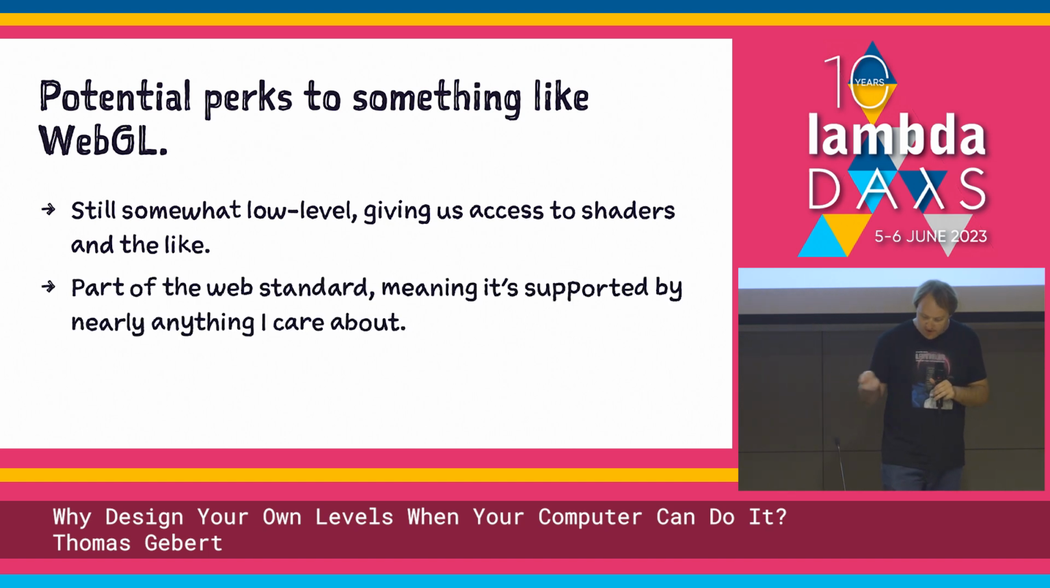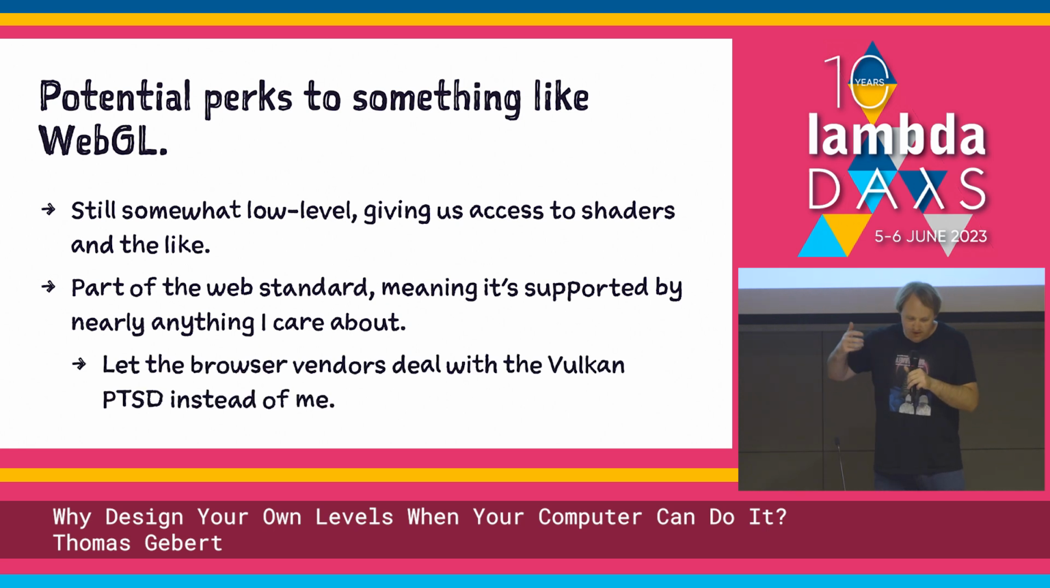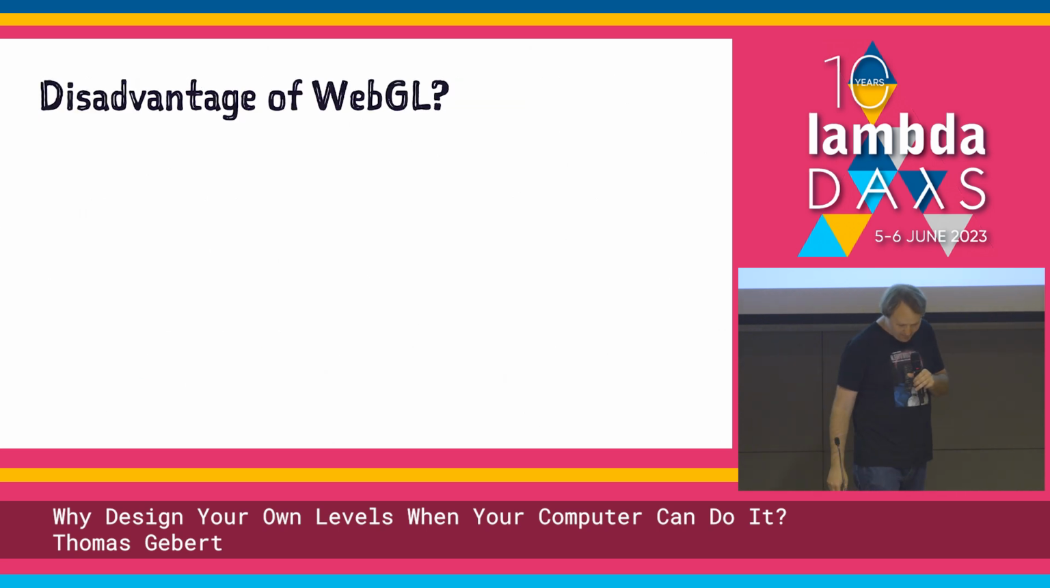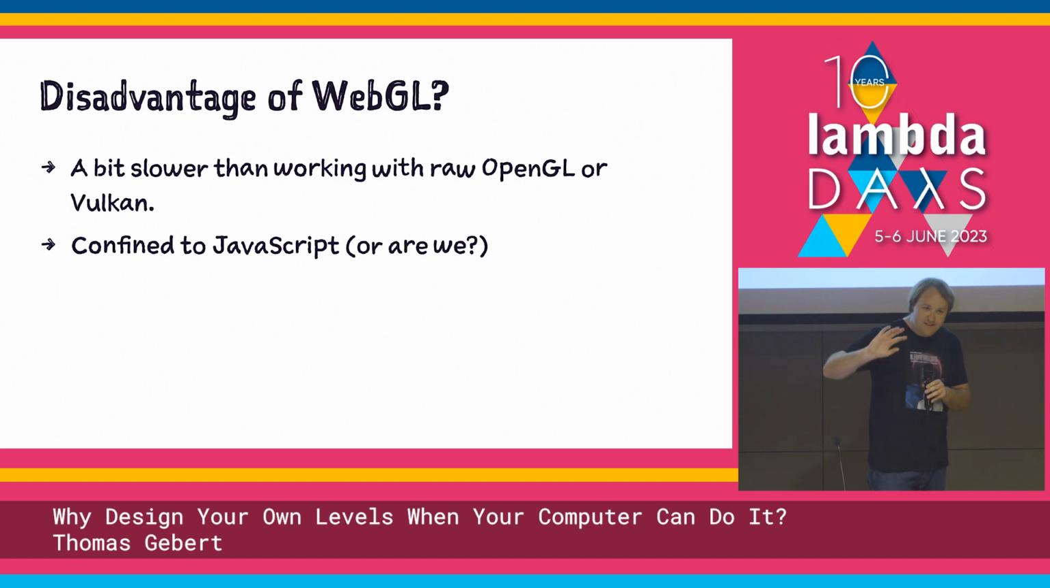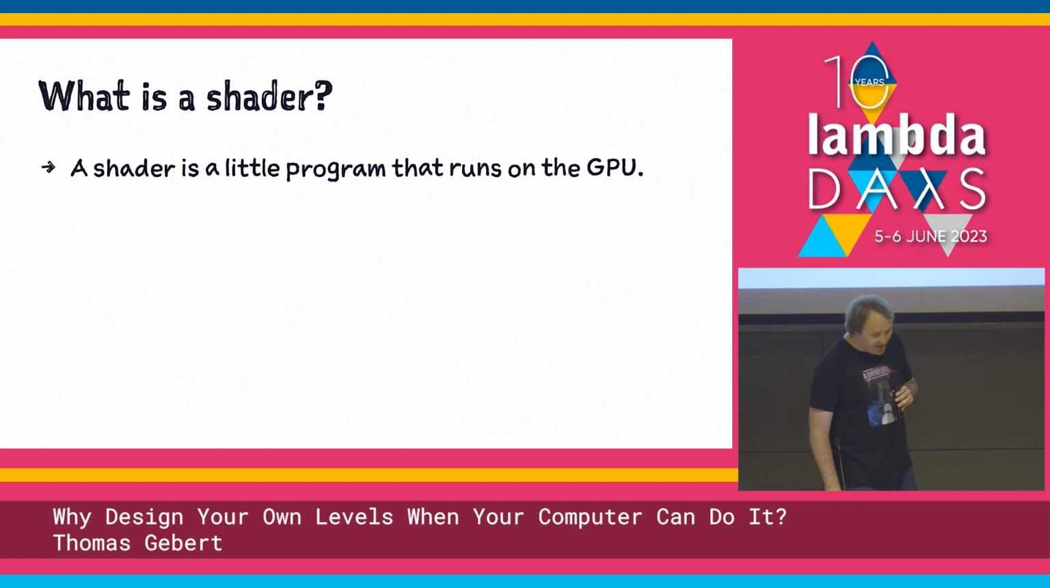And it's part of the web standards, so it's supported by any device that I'm likely to care about. And also, I can let the Firefox people deal with the Vulkan nightmares that I'm having now. It's a bit slower than using raw OpenGL with C, because you're using JavaScript, or I don't know, WASM. I'm not cool enough to do WASM, but it's at least ostensibly confined to JavaScript, but spoilers for coming up ahead. So, to those of you who've never done graphics before, understandable, because I hadn't until a year ago.